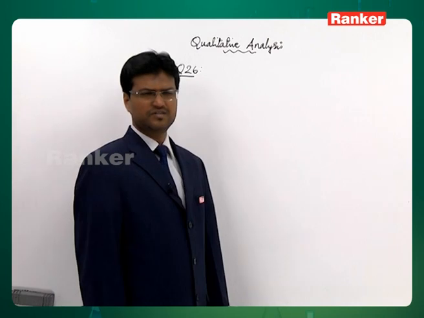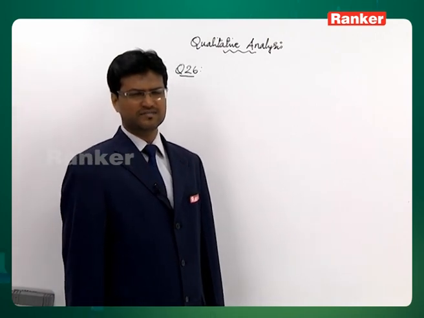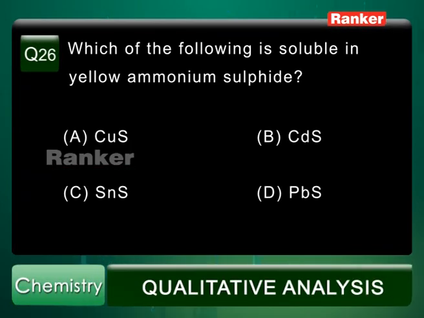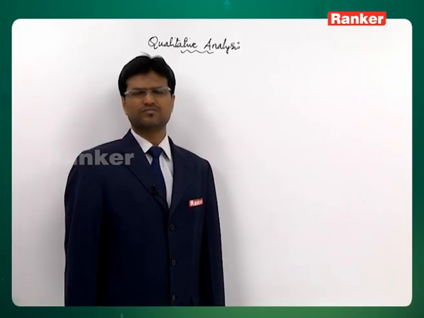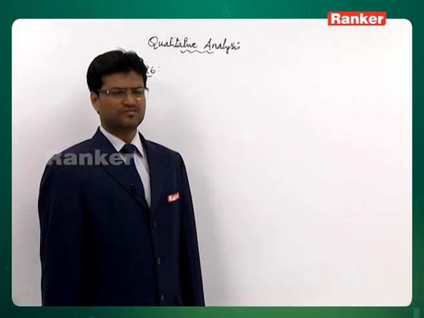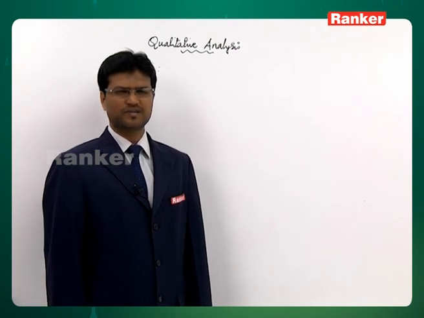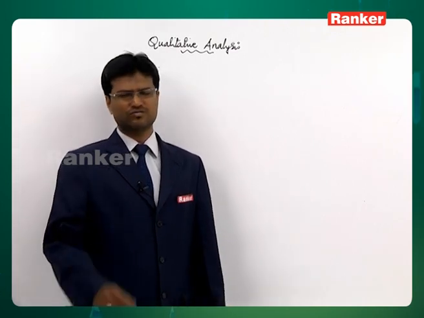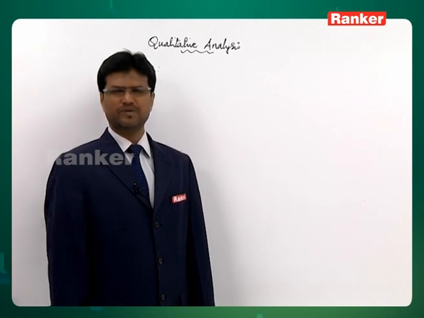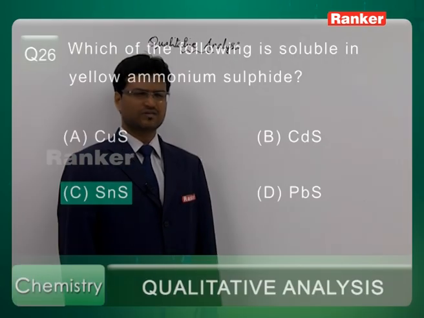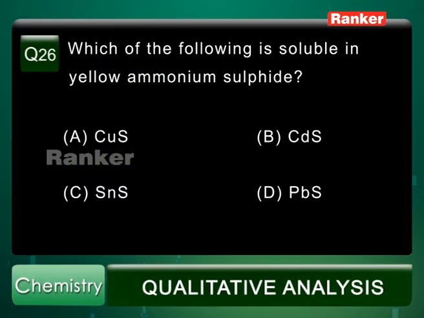Question number 26. Which of the following is soluble in yellow ammonium sulphide? Option A, copper sulphide, option B, cadmium sulphide, option C, stannous sulphide and option D is lead sulphide. The correct answer is C, stannous sulphide. You know, group 2 cations are classified into two types, 2A and 2B, and 2B cations are soluble in yellow ammonium sulphide. Sn2+ belongs to 2B, whereas copper, cadmium and Pb belong to group 2A. So, the answer is C, SnS, stannous sulphide.